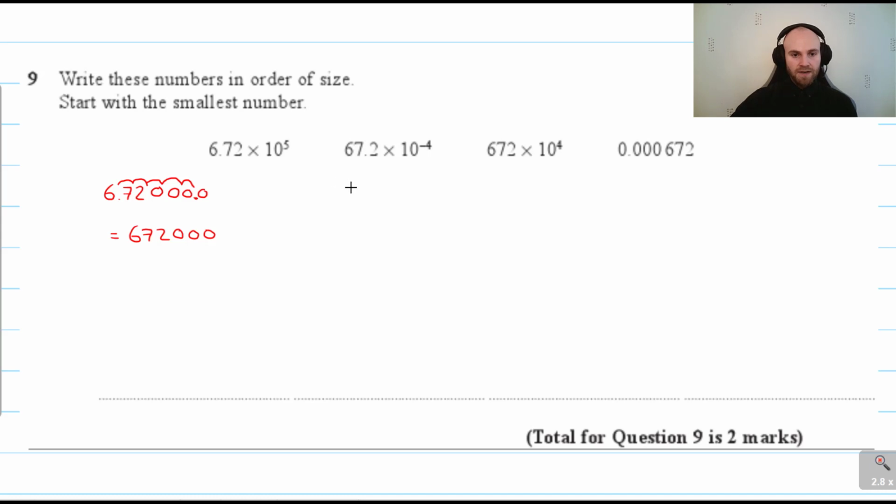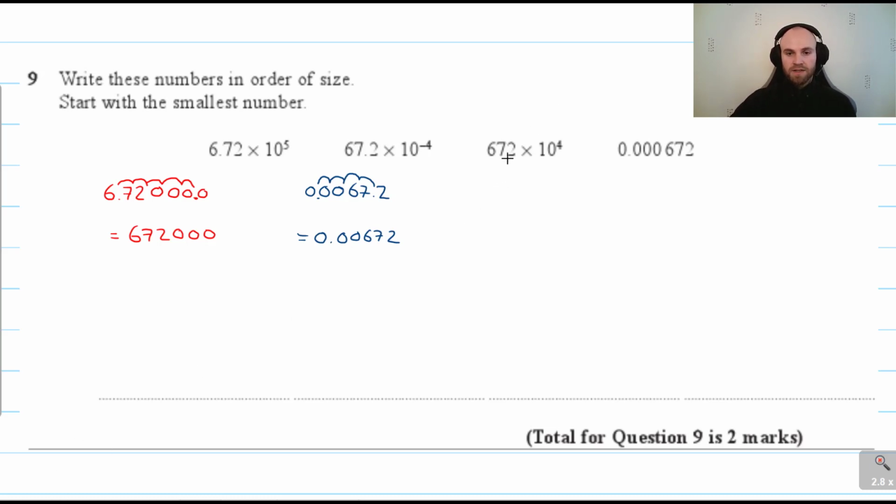For this one, I'm going to do this one in blue now. So we have 67.2. Now it's multiplied by 10 to the power of minus 4. So that means the decimal point is going to make the number smaller. So the decimal point is going to go 4 places to the left. So it's going to go 1 place, 2 places. And I'm just going to put some zeros in there. So it's going to go 3, 4. It's going to go here. So that is going to equal 0.00672.